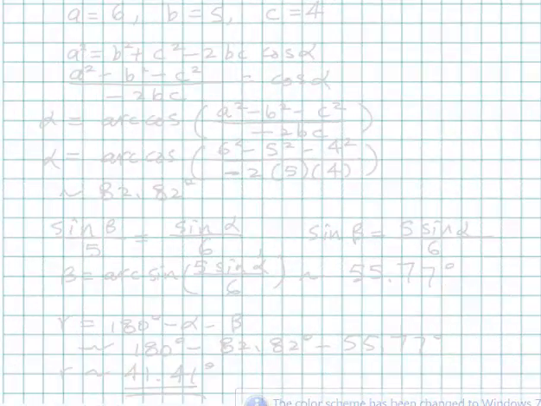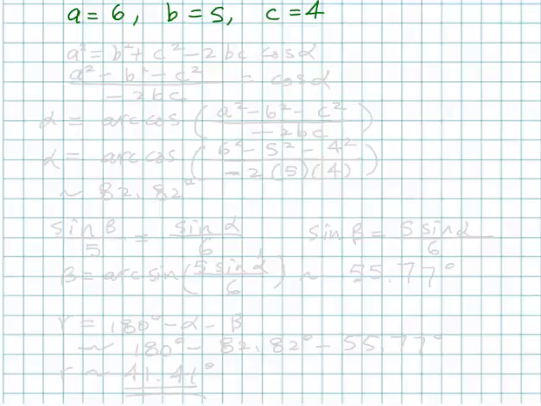A equals 6, B equals 5, C equals 4. We need to find the remaining 3 angles of the triangle. There are different choices on which one we should start finding first. The rule of thumb is to find the angle opposite to the longest side of the triangle. In this case, A is the longest.